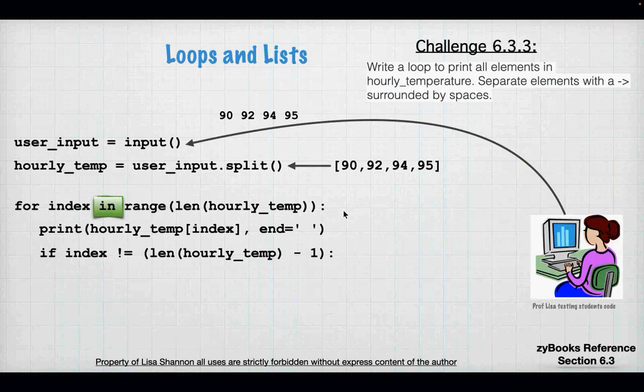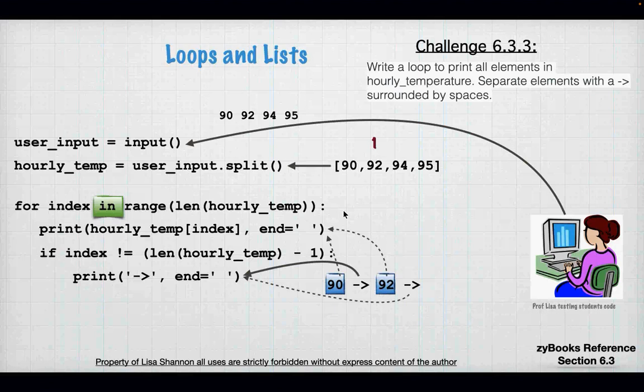Now, you'll notice before I said len hourly underscore temp and I didn't say minus 1. That's because a little later on here I'm going to catch that issue. I say if the index is not equal to length of hourly temp minus 1, then I'm going to print my arrow with an ending of 0. So for index of 0, I'm going to print 90, and I'm going to print an arrow. For index of 1, I'm going to print 92 and an arrow. For index of 3, we'll do it again. I'm going to print 94 and an arrow. And for 95, I'm going to just print 95, and I'm going to end the loop.